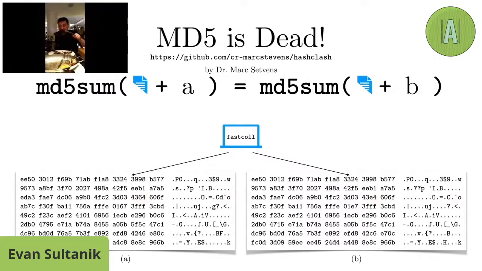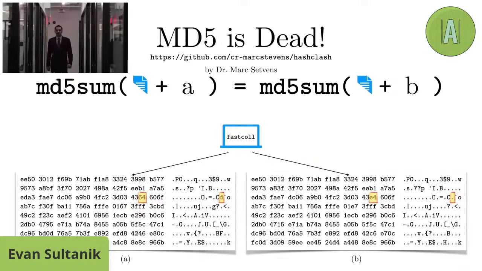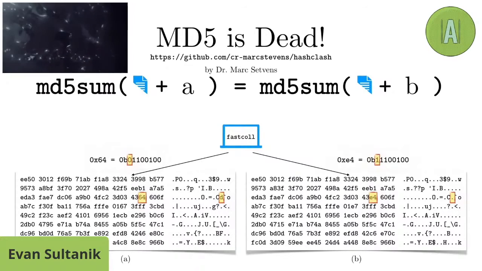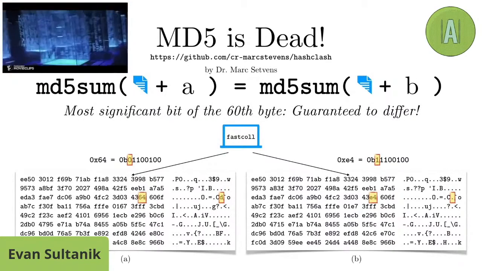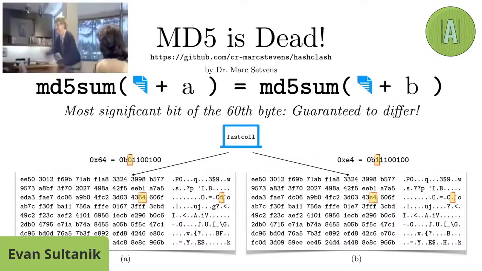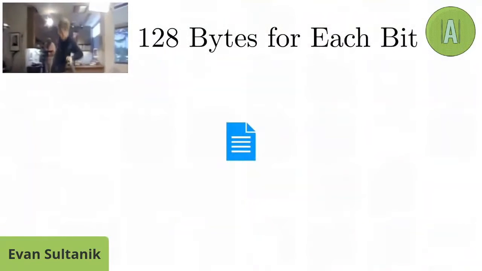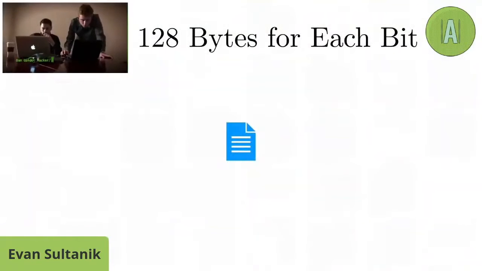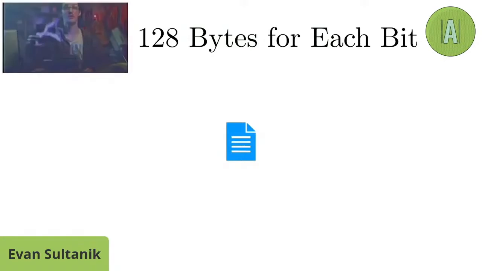If you take a look, they differ by 1 byte. And in fact, it's even more subtle than that. It's not just 1 byte. If you look at those bytes, they only differ by their most significant bit. And this is actually guaranteed by fastcoll. The most significant bit of the 60th byte is guaranteed to differ. So we can use this to encode the resulting MD5 sum without actually changing the MD5 sum of the file.